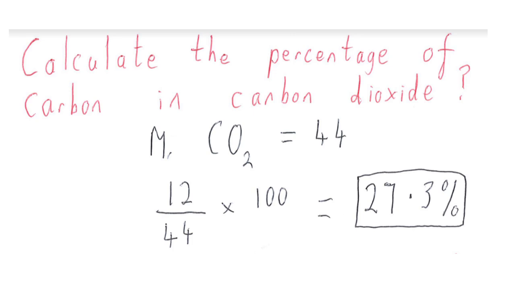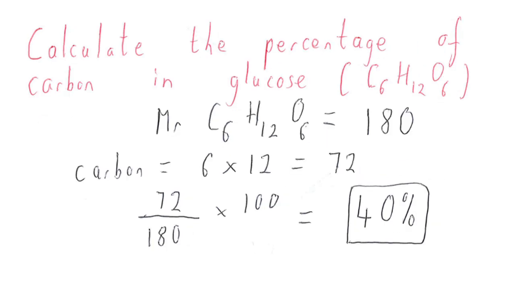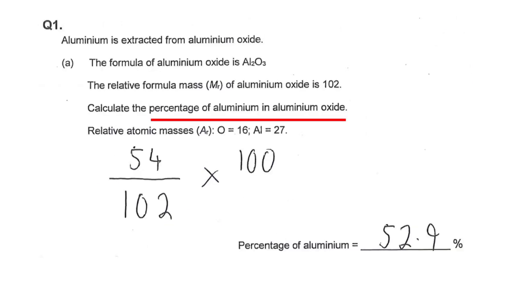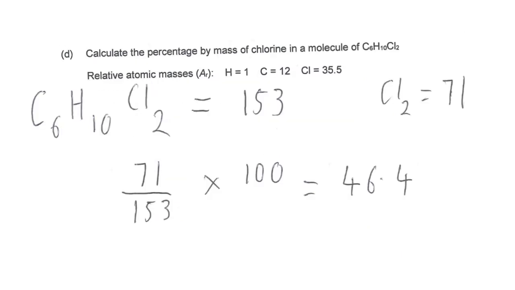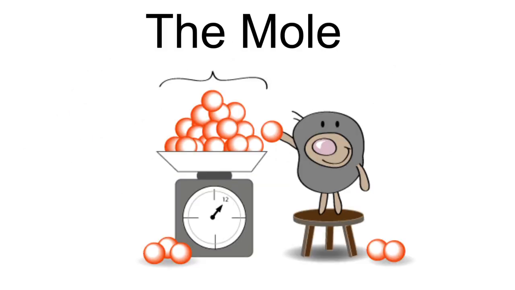Here's some other examples. Glucose is 180. The 6 carbons weigh 72. 40% of glucose is carbon. And here's another example here. Let's make sure you can follow the numbers. And we move on to the mole.